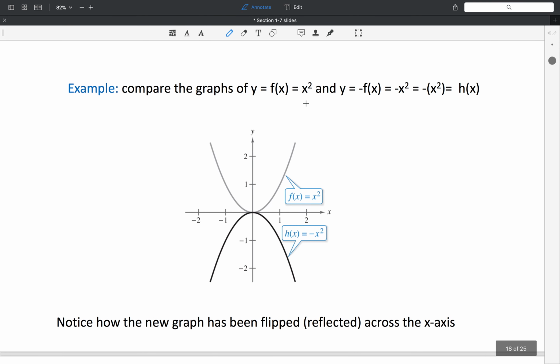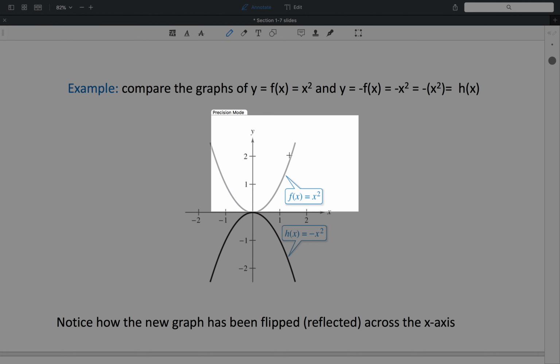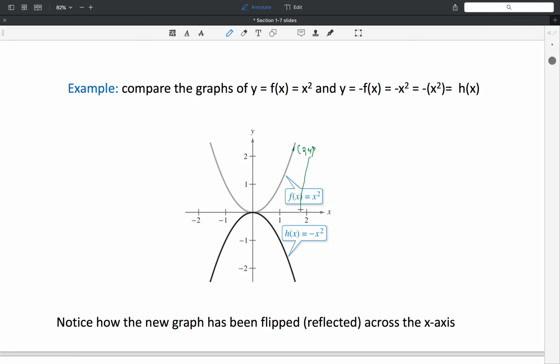Okay, so here, just want to show you a couple of things. Let's say this is the point up here. It's not quite, but let's pretend this was the point 2, 4. Because we multiply, that 4 gets multiplied by minus 1. This is now the point down here, and it's still x equals 2, but we get minus 4 because we've multiplied 4 times minus 1.